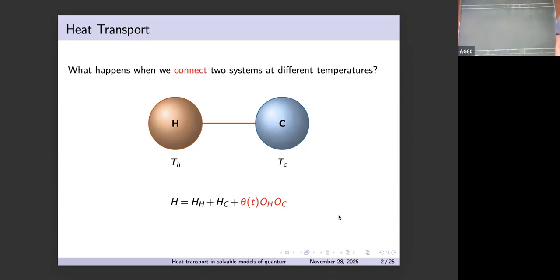The system is prepared in a state and then there is no heat bath. The system is just here. There is one hot system, there is one cold system. So H_0 just represents the initial state.